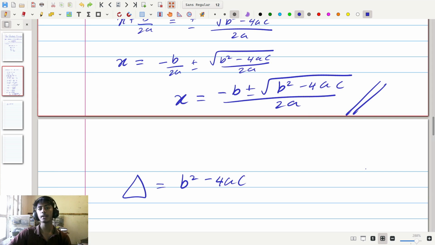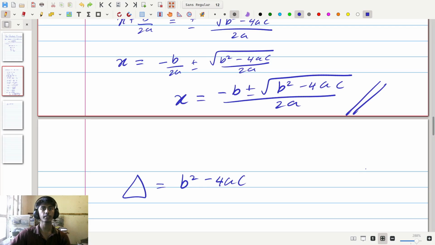If instead b squared minus 4ac is equal to 0, then we would have minus b plus or minus the square root of 0, which is going to be minus b plus or minus 0, which is going to be minus b whole thing divided by 2a. As in, we get only one solution of minus b divided by 2a given that b squared minus 4ac is equal to 0.